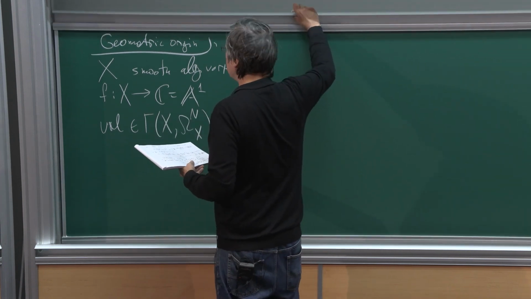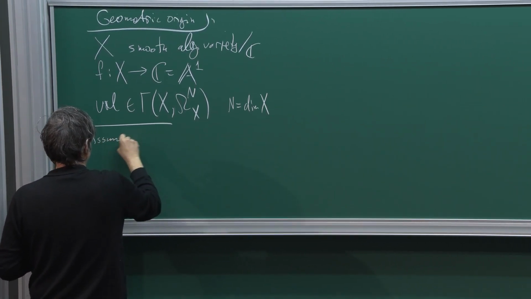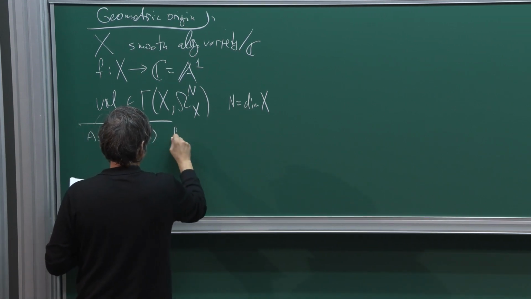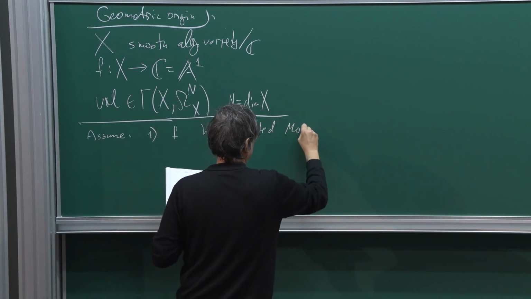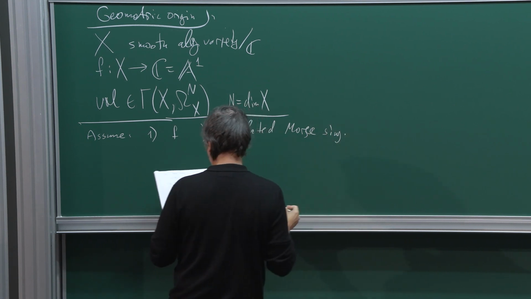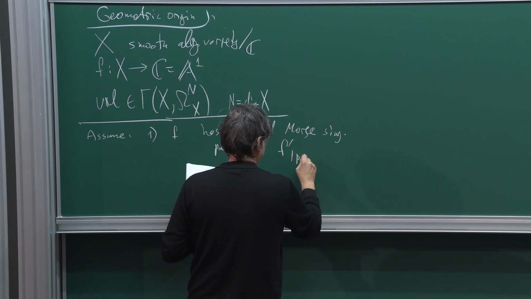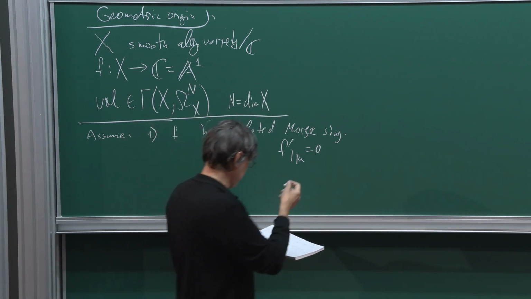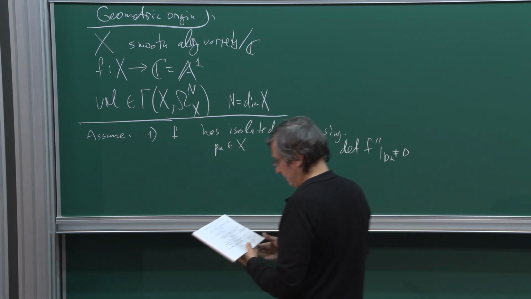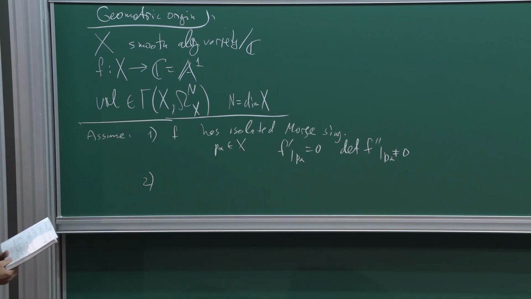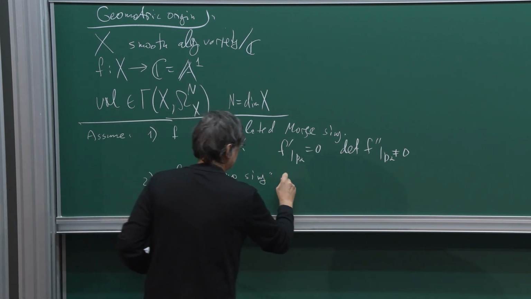And I assume a couple of things. First, that f has isolated Morse singularities. So what does it mean? It means we get a collection of points, critical points, such that f prime, the derivative, is 0, and Morse means the determinant of f double prime is not 0. The second condition is technical: f has no singularities at infinity.